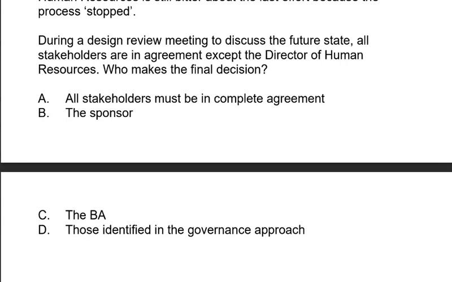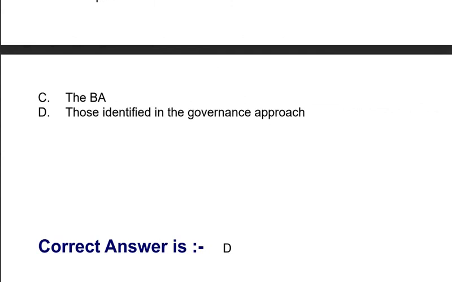Option A, all stakeholders must be in complete agreement. Option B, the sponsor. Option C, the BA. Option D, those identified in the governance approach. Correct answer is option D.